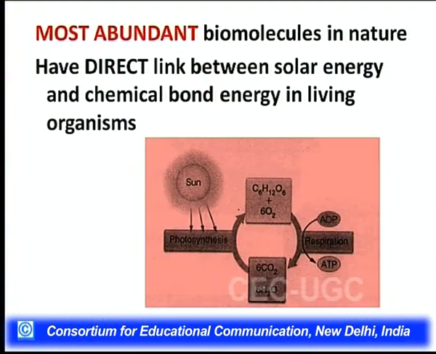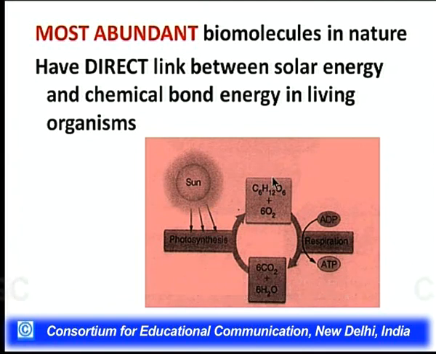Now, as I've already said, carbohydrates are the most abundant biomolecules in nature. They are very important. Why? Because they form a direct link between solar energy and chemical bond energy in living organisms. What I mean here is that plants, in the presence of sunlight, are able to convert carbon dioxide and water into glucose and oxygen.